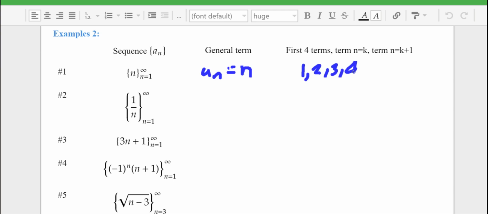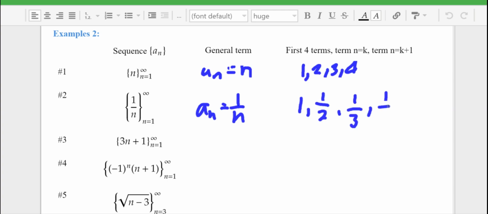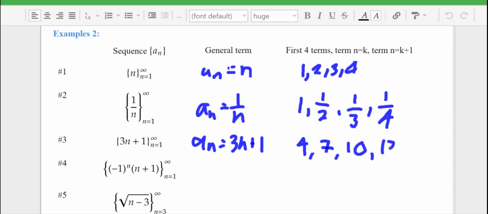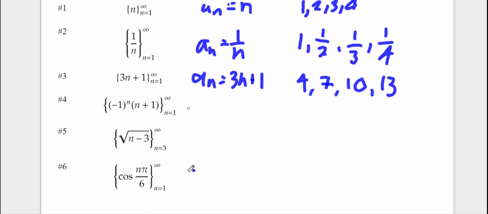For the second one, a_n was equal to 1 over n, meaning that your sequence is going to be 1, 1/2, 1/3, and 1/4. We did this one as well from what I recall. So 3n plus 1. Your sequence was always one more than every multiple of 3. So we're going to start with 4, and then 7, and then 10, and 13.